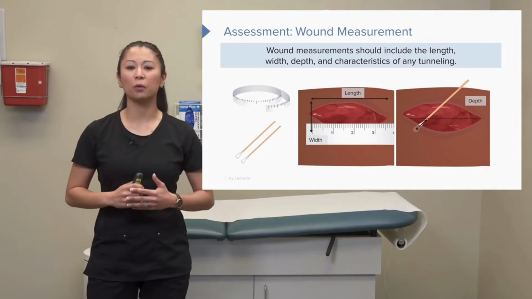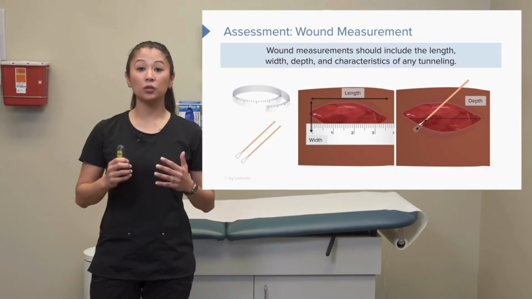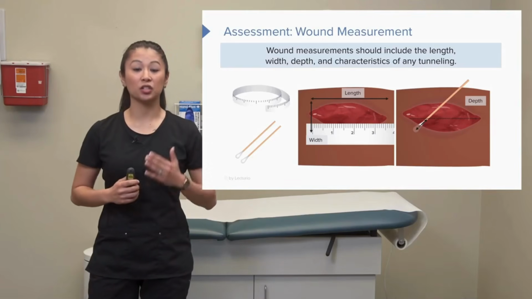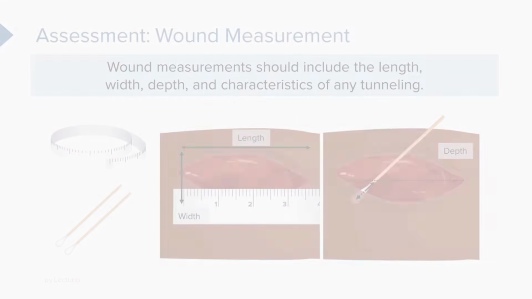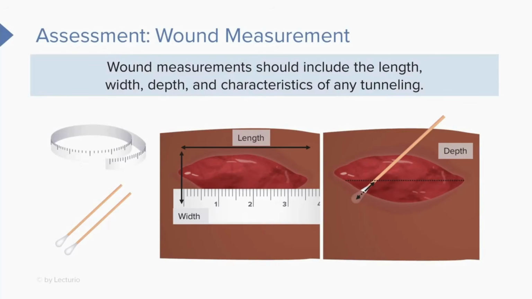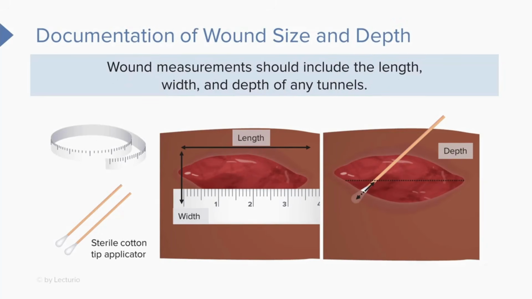So let me show you how we do measurement here. We usually do it by 3 different things, such as width, as you see here. We'll do the full length of it, and also the depth. This is kind of tricky. You see that we typically take a cotton tip applicator. We will put it to the deepest part of the wound, standing up. We're going to take that cotton tip applicator and compare it to a measuring tape and see how deep that wound is.